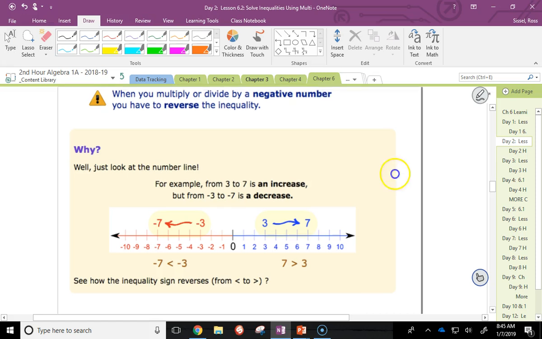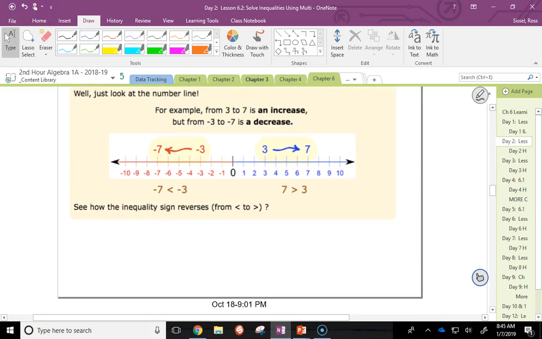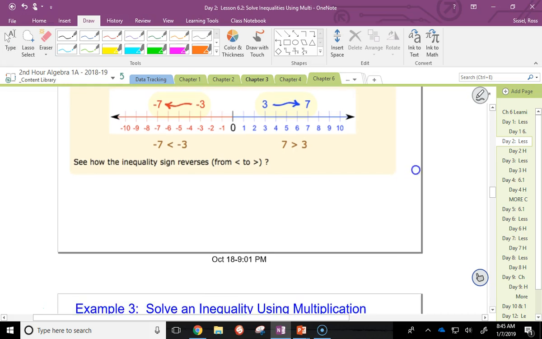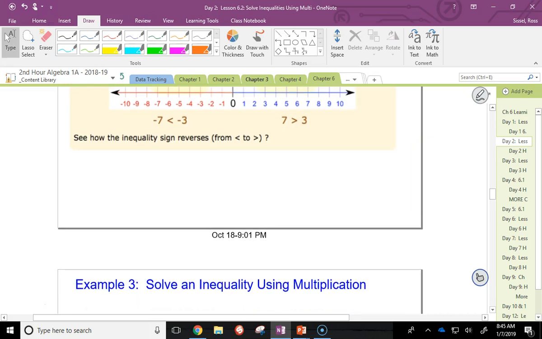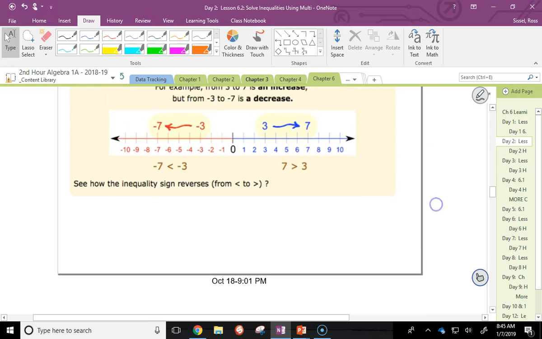So why do we have to do this? Well, just look at the number line. For example, 3 to 7 is an increase, but negative 3 to negative 7 is actually a decrease. So it's important that we see that. See how the inequality sign reverses from less than to greater than. Right here, we have negative 7 is less than negative 3. Here we have 7 is greater than 3. We have to make sure that we're doing this correctly.